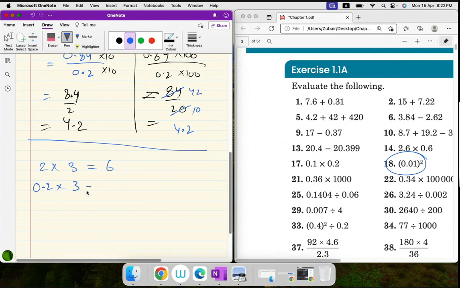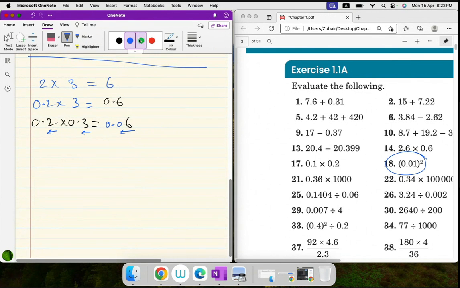0.2 into 3. Without thinking, 2 into 3 is already 6. And this is 0.6, decimal place. And again, 0.2 into 0.3, without thinking 2, 3 times is 6. And when we count, this is 1, this is 2, so 0.06 from the right hand side.